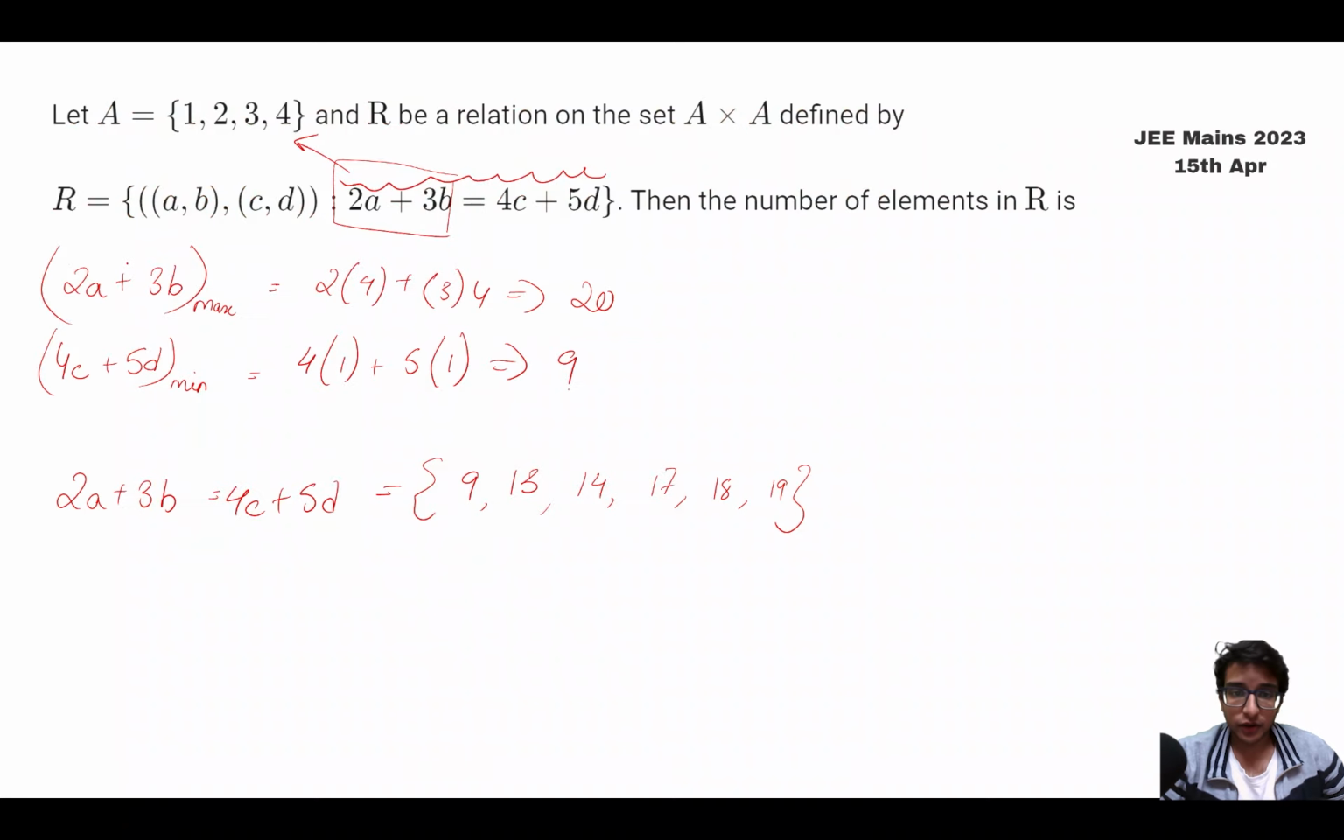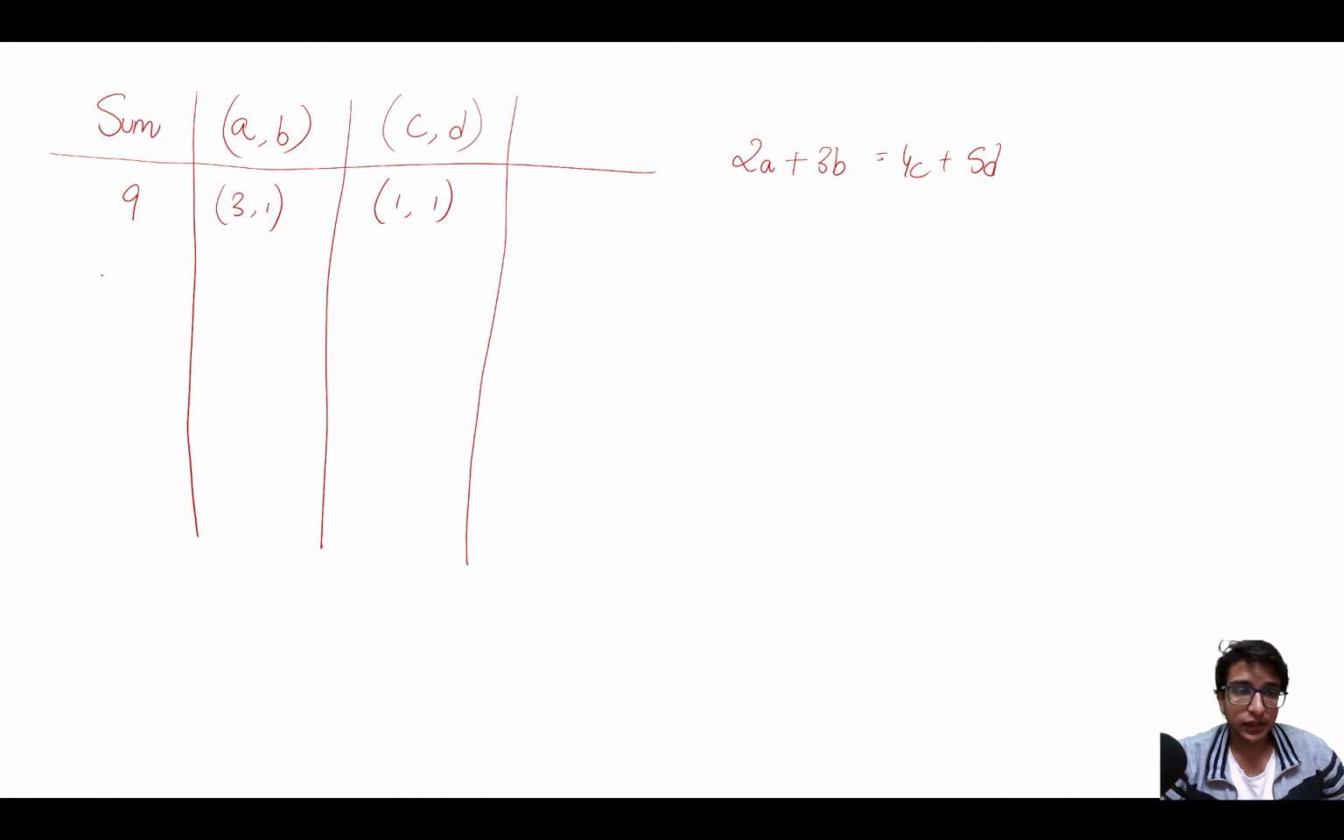Now let me check for 13. For 13, are there any other possible values from which we could have gotten 9? No. For 13, what are the values possible? We can get 2 comma 3, and the other value that is possible would be 2 comma 1. Apart from this, I don't think there are any other values among 1, 2, 3 and 4 that would satisfy this equation.